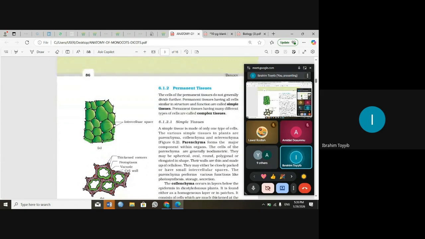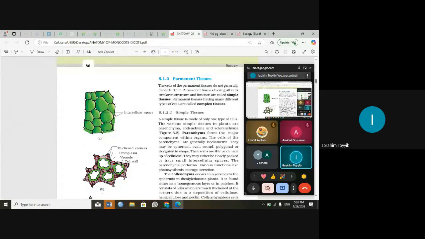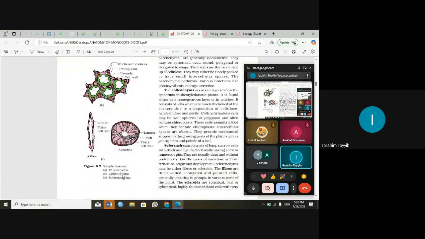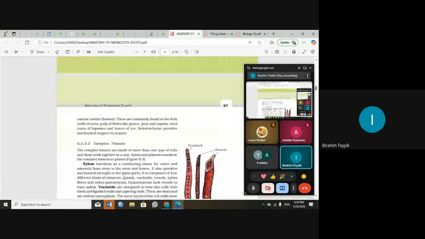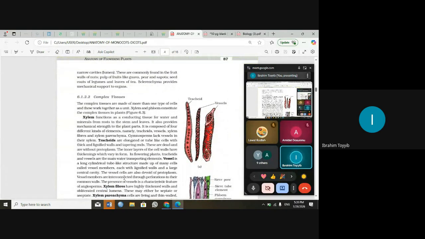And I said that the simple tissues are what? Parenchyma tissues, collenchyma tissues, and sclerenchyma. For complex tissues, complex tissues are xylem and what? And phloem. So xylem and phloem constitute the complex tissue in plants.